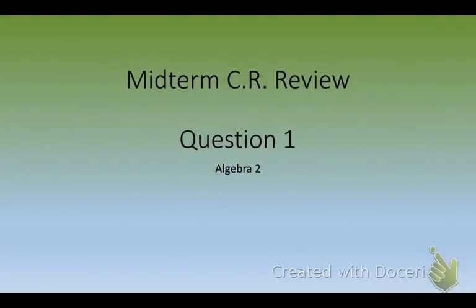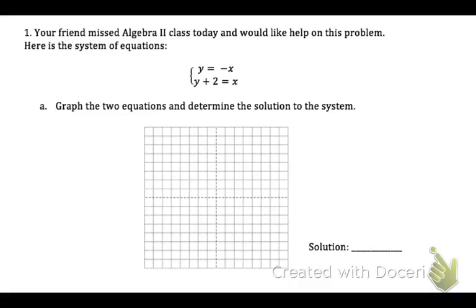Let's look at the first constructed review problem in your midterm review. It says your friend missed Algebra 2 class today and would like help on this problem. You're given a system of equations, so hopefully you remember that there are three ways to solve a system of equations: substitution, elimination, and graphing. Specifically, this first question tells you to solve by graphing, so you have no choice. You must do it in the way that the directions state whenever giving a word problem.